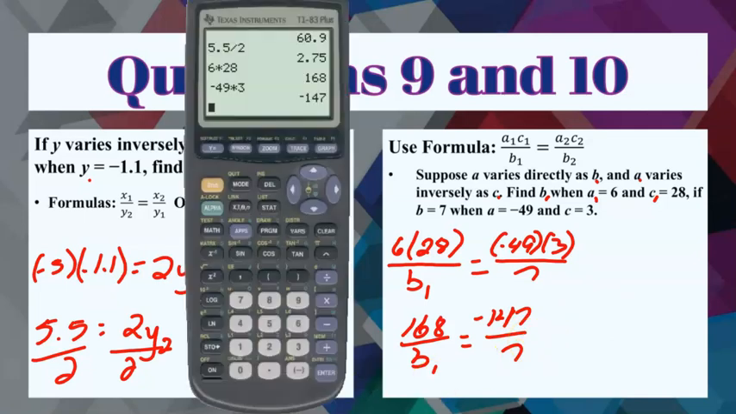And now from here, all I'm going to do is cross multiply and divide. So I got 168 times 7, and I divide that by -147. That's going to give us b1 equals -8.